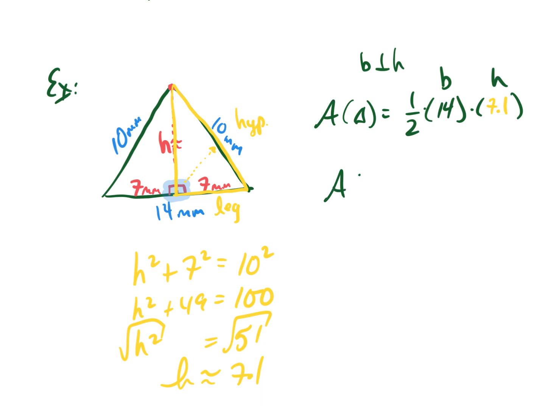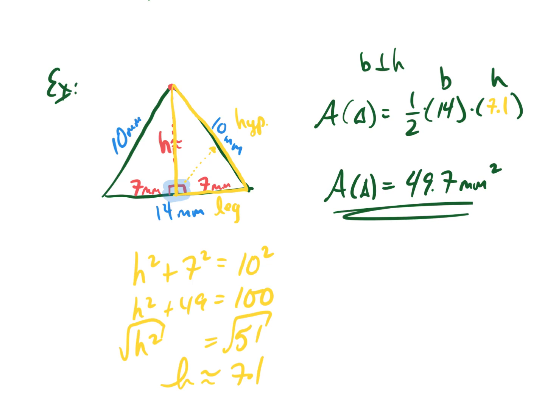And therefore the area, just dig out your calculator, 1/2 times 14 times 7.1. And what we get as a result is an area of 49.7, and in this case, 49.7 square millimeters. Okay? Alrighty.